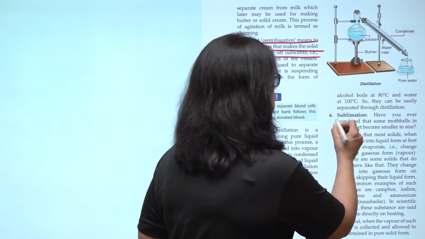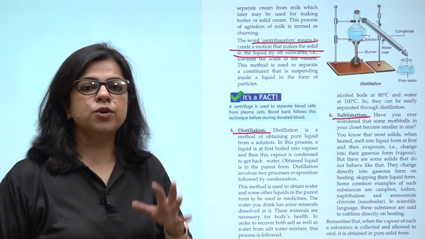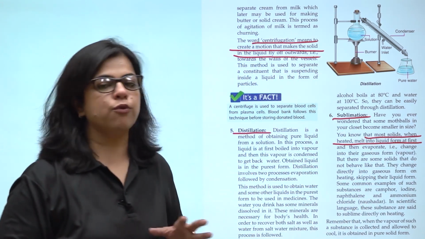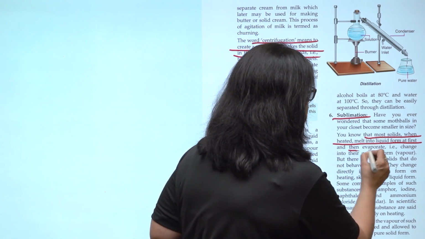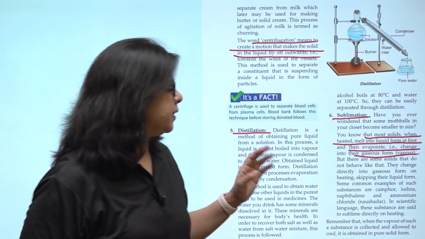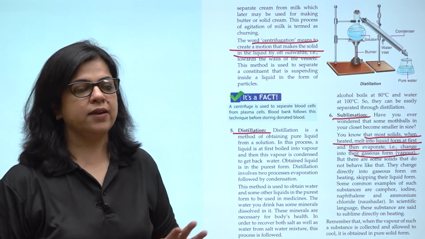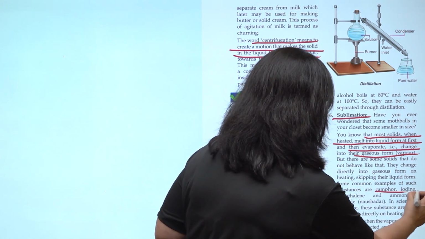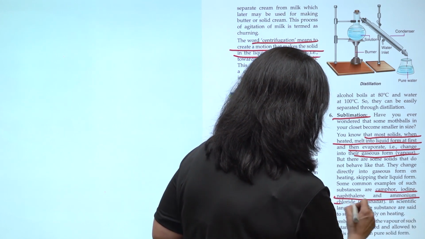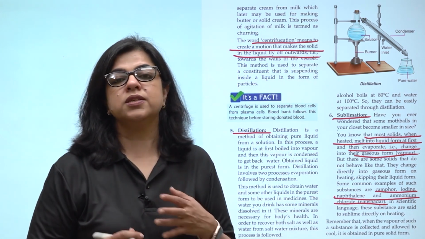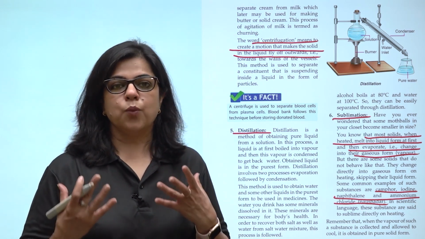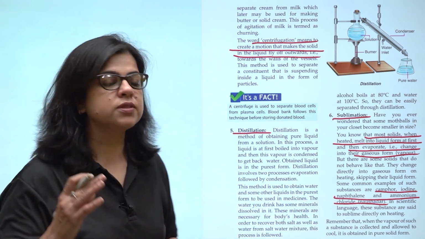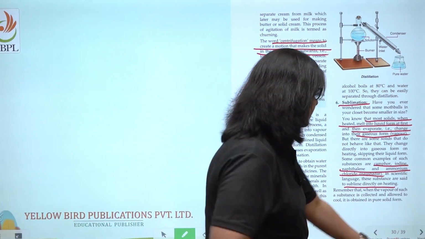The next process is called sublimation. We all know that most solids, when heated, melt into liquid form first and then change into gaseous form. But there are certain solids which do not behave in this manner. They skip the liquid form, and examples are like camphor, iodine, naphthalene and ammonium chloride. What do all these do? They directly convert into their vapor form. In scientific language, these substances are said to sublime directly on heating.